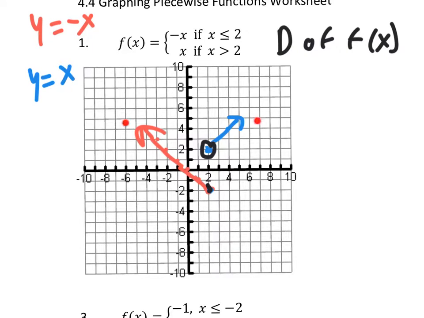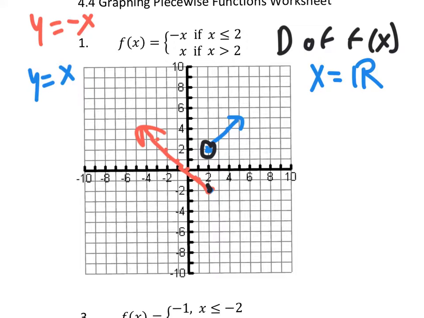So do these two pieces go in both directions forever? Yes, they do. This red one goes to the left forever. Who cares if it's going up? It does go to the left. And this blue one goes to the right forever. Who cares if it's going up? So my domain, you would say x equals all real numbers.